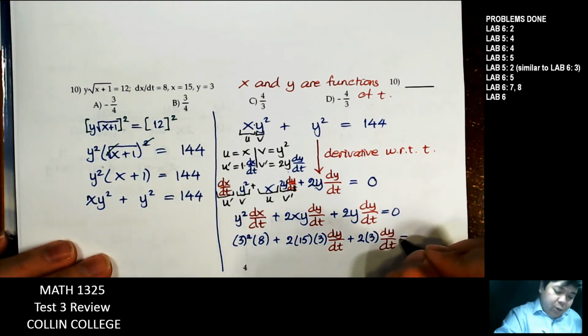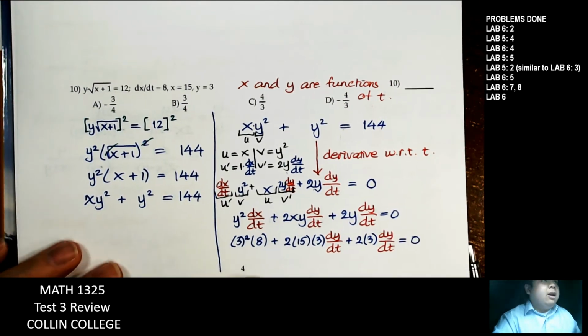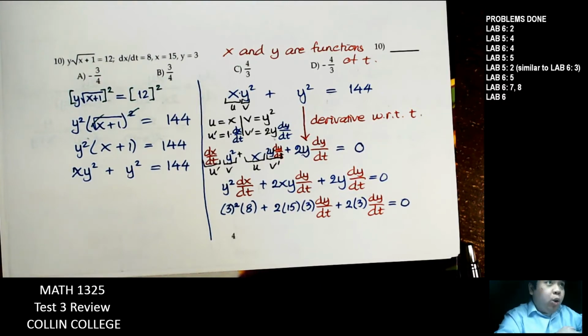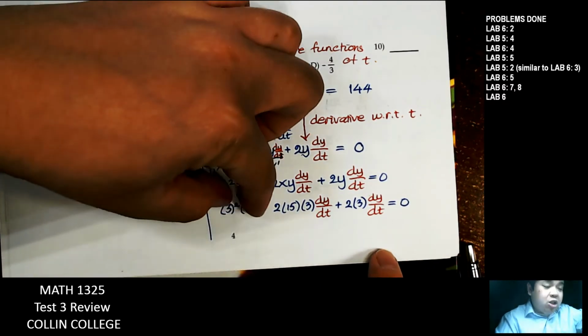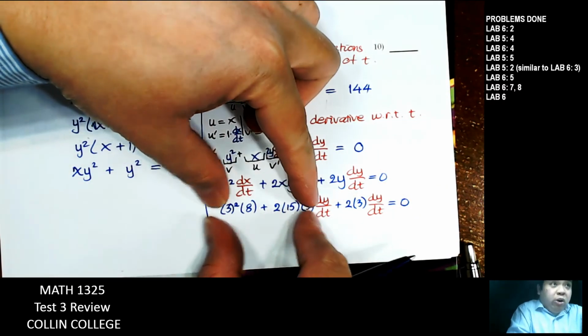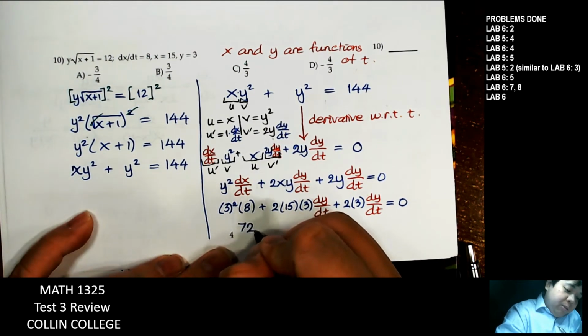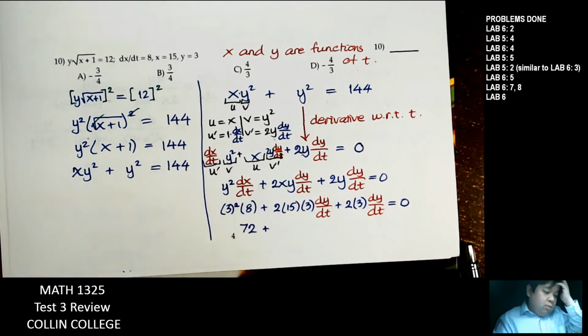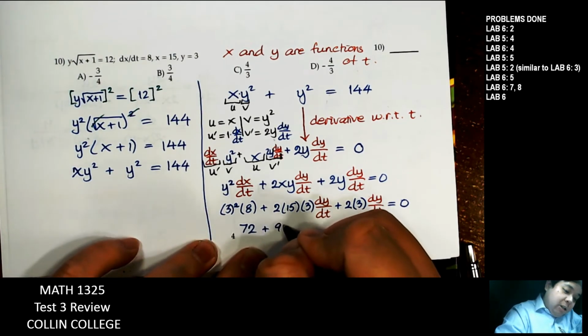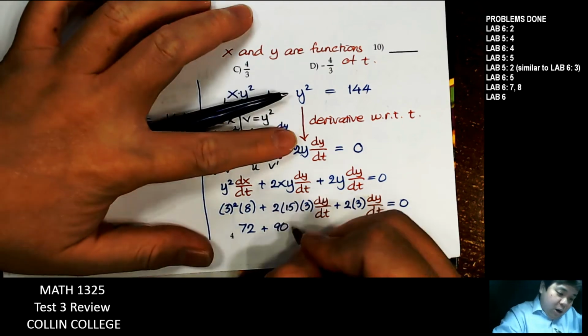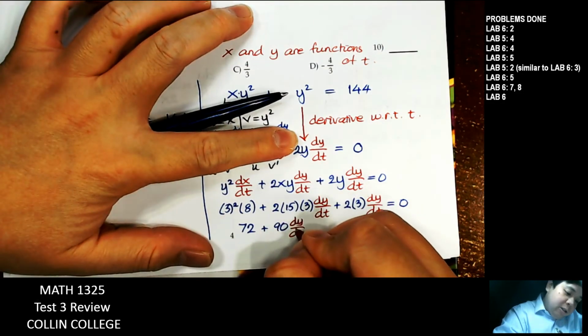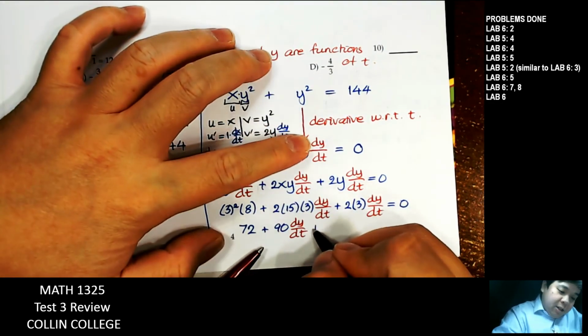Now we just plug in all the values. dx over dt is 8, y is 3, so we have 3 squared times dx over dt, which is 8, plus 2xy times dy over dt, which we don't know, and then plus 2y dy over dt, equal to 0.